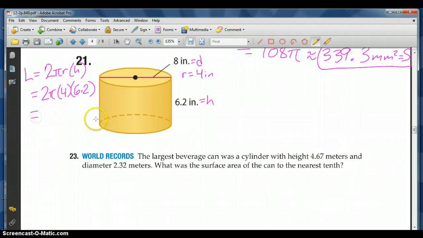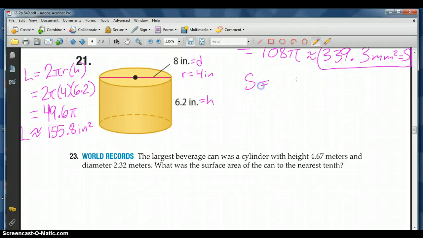Okay, so if I do everything except for multiplying by pi, I would get 49.6 pi, which is approximately 155.8 square inches.